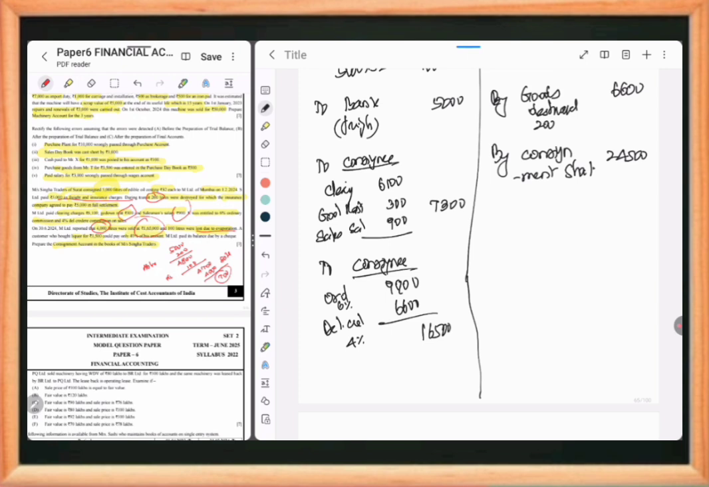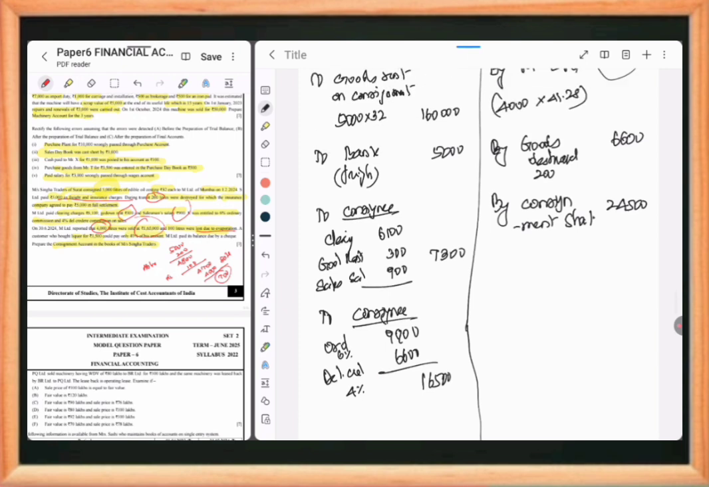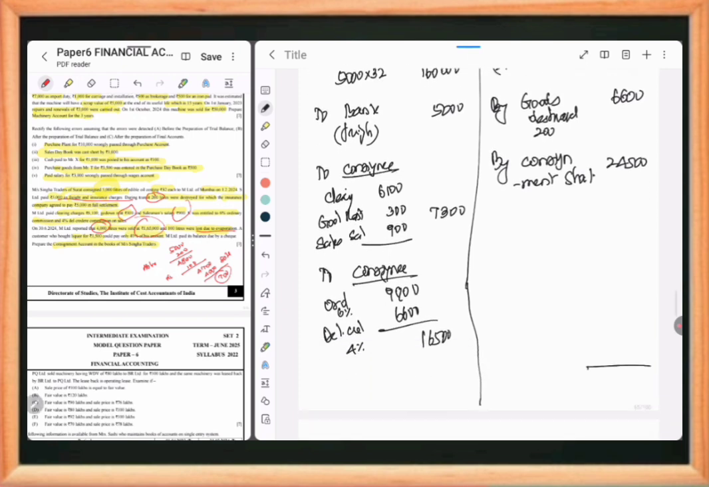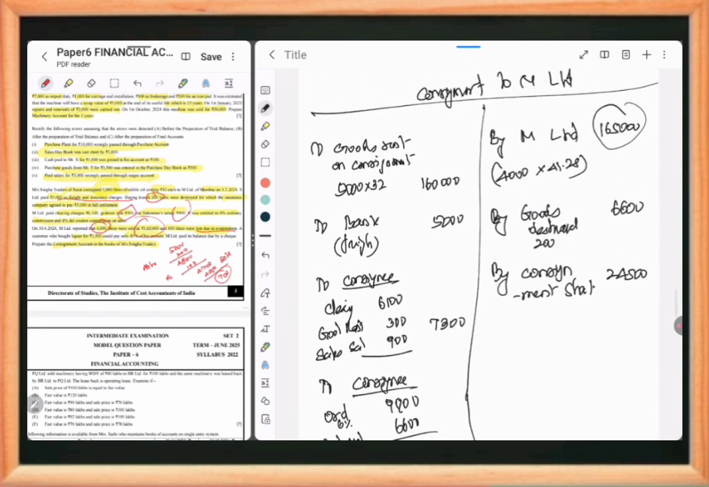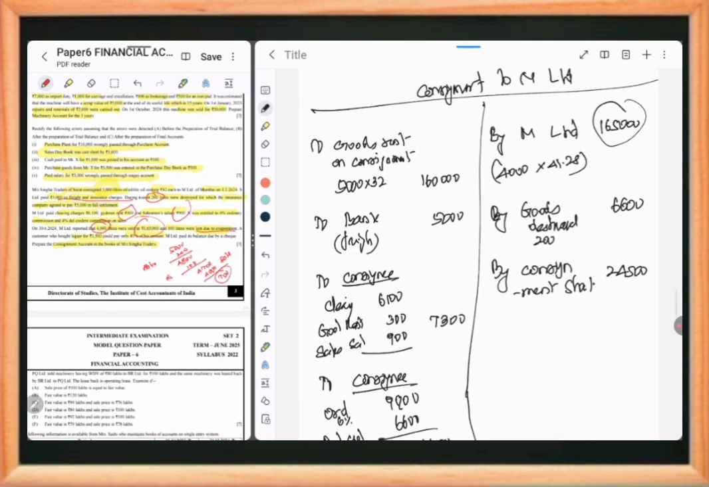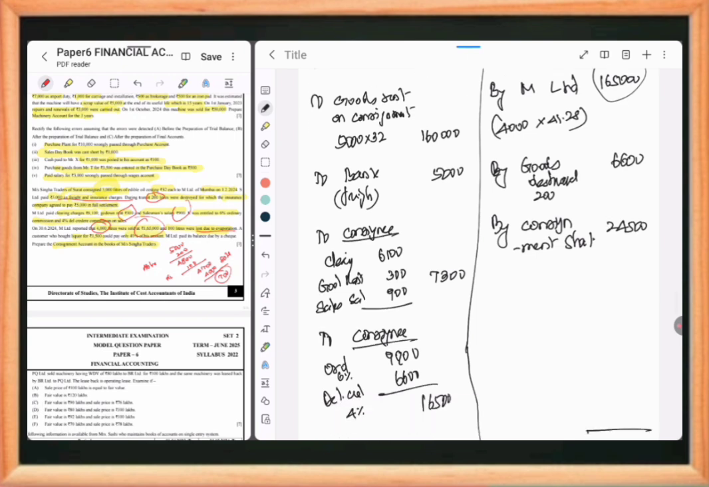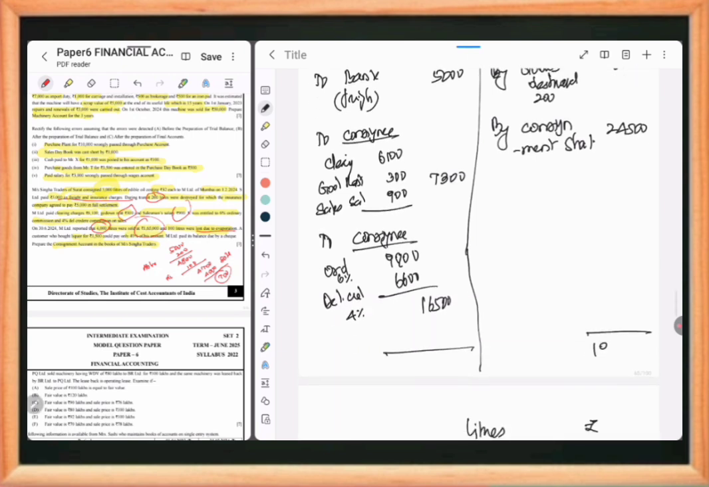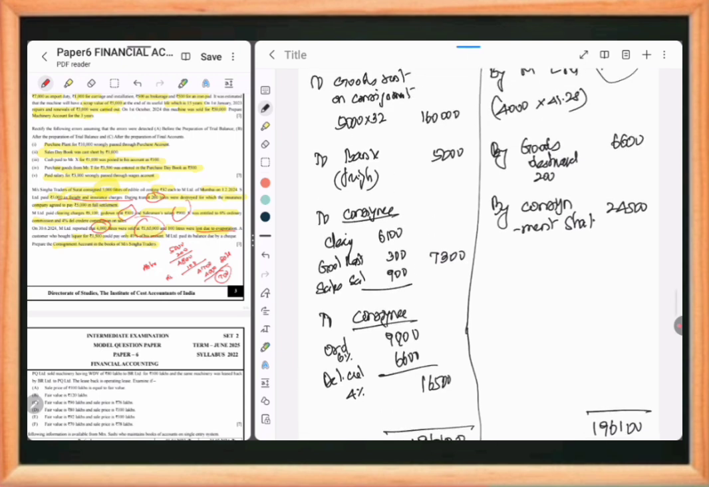So what is the value? The profit on consignment you have to find out. On the credit side, if you balance it, 1,65,000 plus 6,600 plus 24,500, that is 1,96,100. Minus 1,60,000, minus 5,000, minus 7,300, minus 16,500.